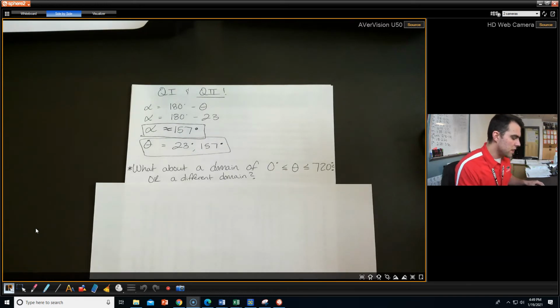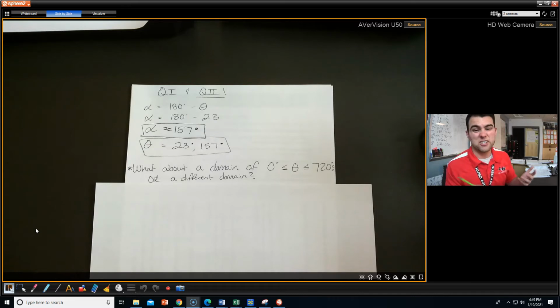What about a domain of like 0 to 720 degrees? Right? So now we've gone around the circle twice. I'm allowed to do that as many times as I want. I can have as many degree measurements as I want. I could go to infinity if I wanted to. I'm not going to.